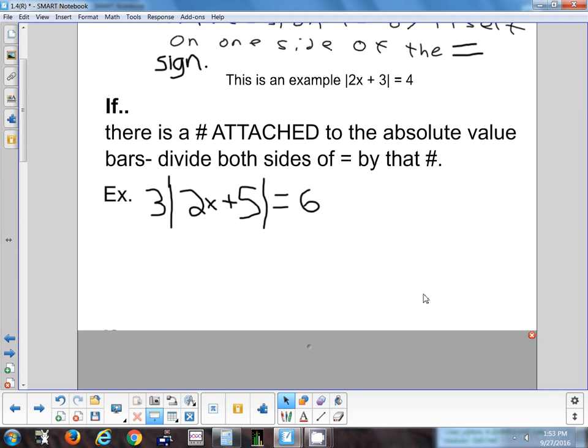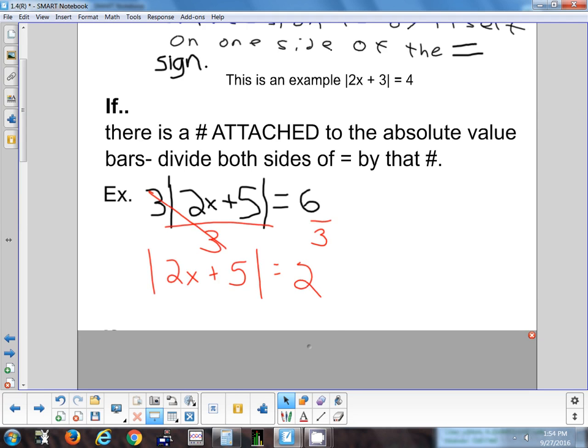Ariel, what do the directions say to do? So I have a number attached to the absolute value. What does it say? To the absolute value, divide both sides of the equal sign by that number. So what do I have to do? So divide by 3 on both sides. That'll get rid of it here. I'm divide by 3 over here. That doesn't get rid of the absolute value bars. It only gets rid of the number that's with it. So now I'm going to get absolute value 2x plus 5 equals 2. 6 divided by 3 is 2.